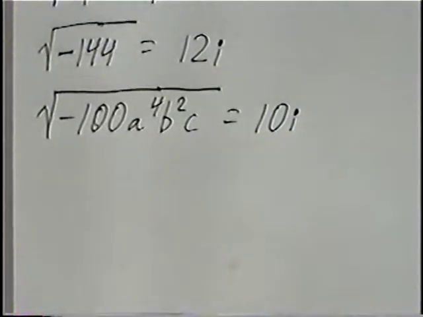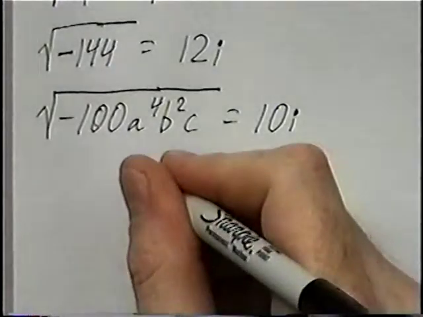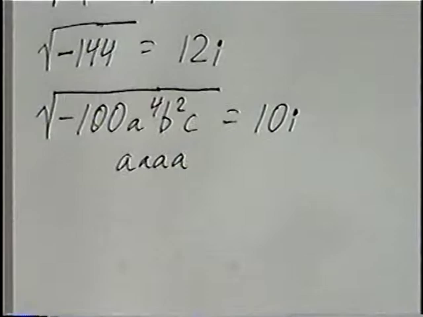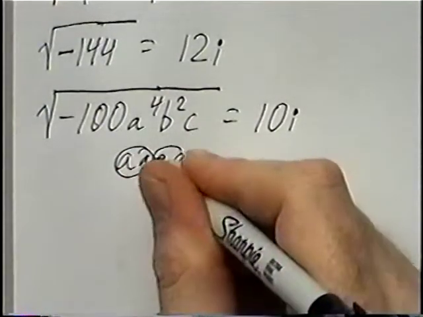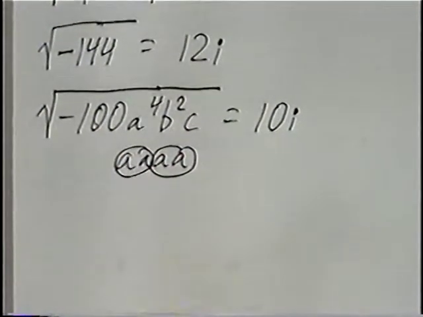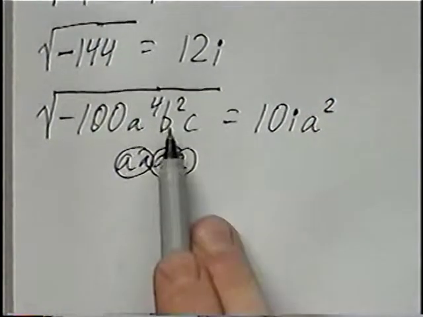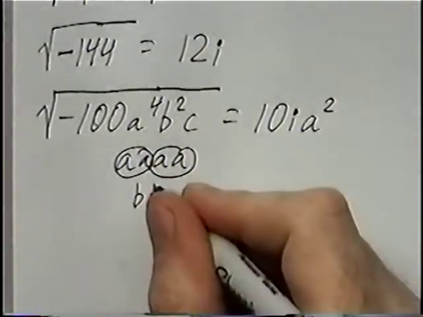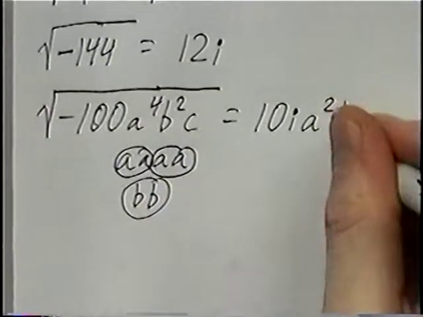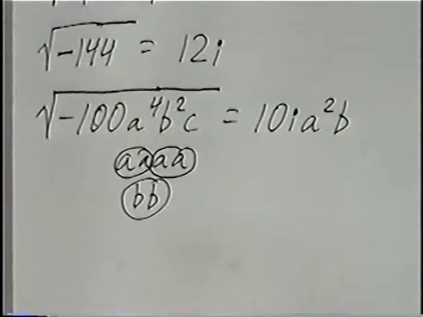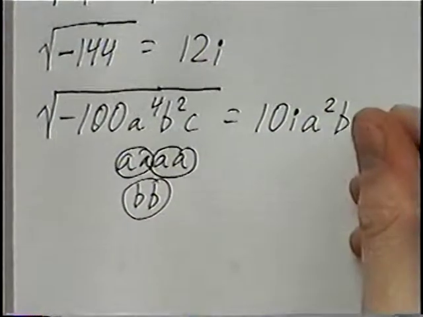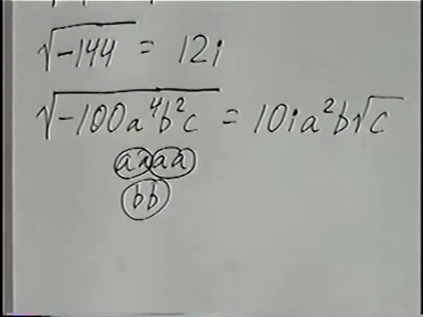Square root of a to the fourth. A to the fourth, if you want to, you can write out 4 a's. And similar to the factor tree, you can circle pairs since we're taking the square root. We have 2 pairs of a's, which means we'll have a squared. B squared, the square root of b squared. Likewise, you could write down 2 b's. There's 1 pair of b's, so the square root of b squared would be b. We have a single c, so there's no pairs for the c's, so the c will stay inside the square root.